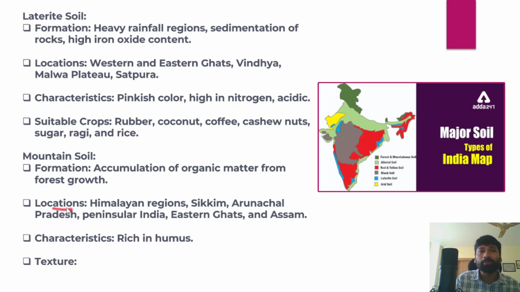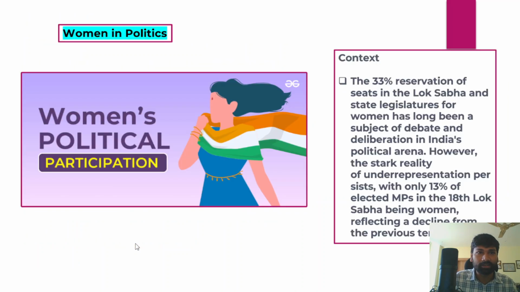When we talk about the major locations of these soils, they are mostly located in the Himalayan regions, Sikkim, Arunachal Pradesh, peninsular India, Eastern Ghats and Assam. So these are the regions where these mountain soils are mostly located. And when we talk about their characteristics, they are very rich in humus content.